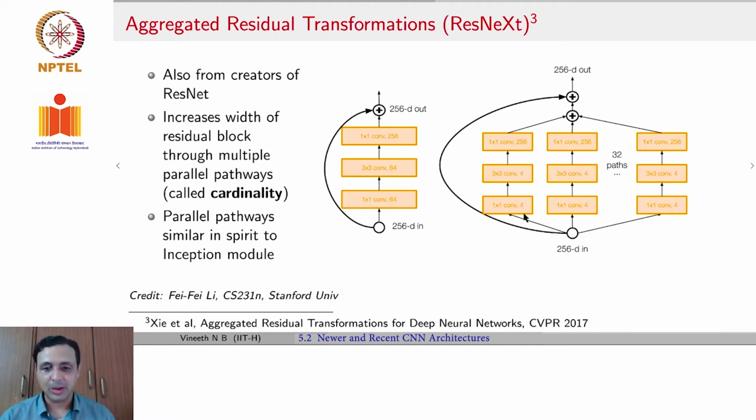So you can see here that you have a 1x1 conv with 4 filters, then a 3x3 conv with 4 filters, then a 1x1 conv with 256 filters. So this reduces the depth to 4 and then increases it to 256, keeping in mind the same idea of the bottleneck layer. They did this along 32 different paths and showed that this could improve performance. In a sense, this tried to bring the idea from the inception module into residual networks.